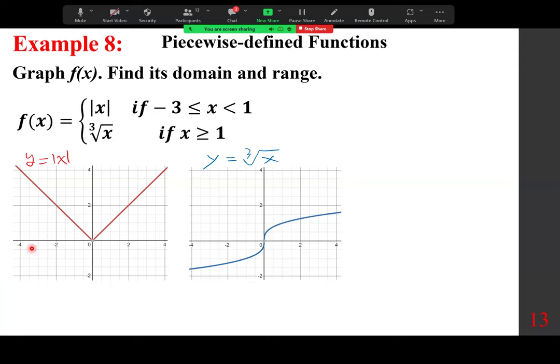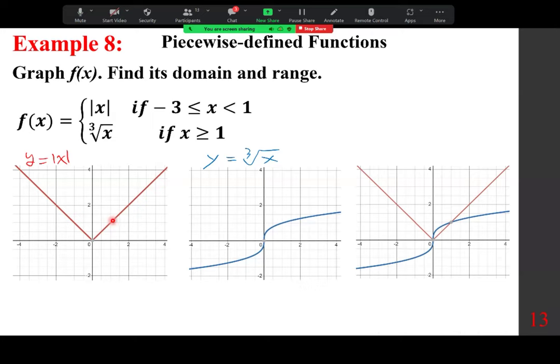Okay, now we're going to pay attention to this restriction. This says it's good from negative 3 to positive 1. So negative 3 is here, and 1 is here. Now, is negative 3 included? Yes, so you get a solid point here. Is positive 1 included? No, you get a hole here. Okay. So if we put them together, it looks like that.